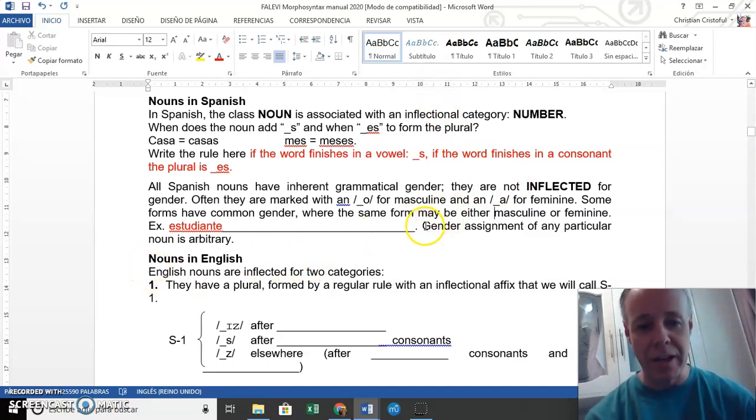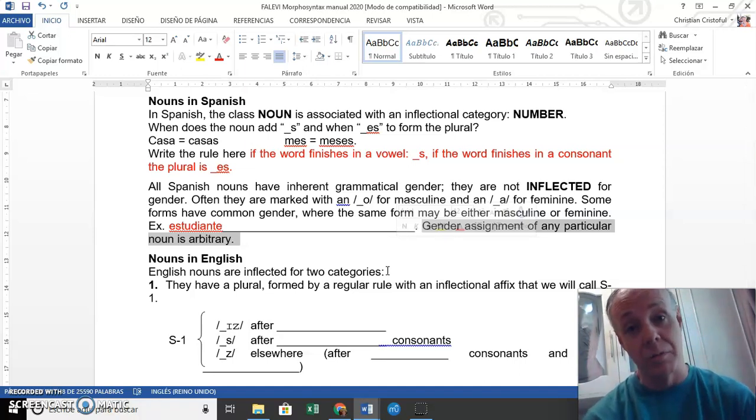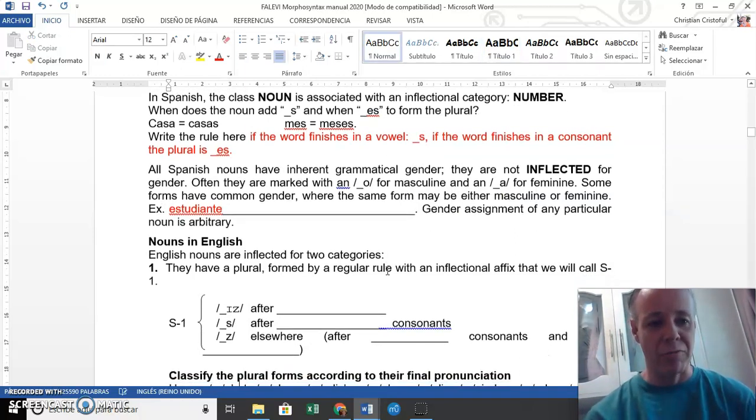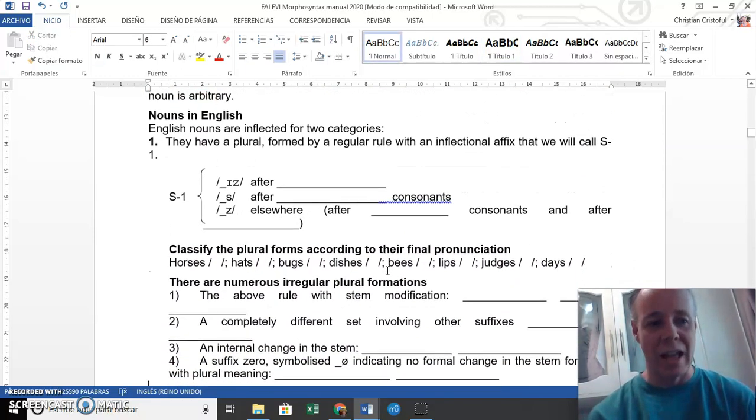Gender assignment of any particular noun is arbitrary, it says. Yes, there is no reason why mesa is feminine and borrador is masculine, for example. It's just because they were born like that. Okay? God created them like that. Okay, so that would be Spanish nouns. Now let's go to English nouns.